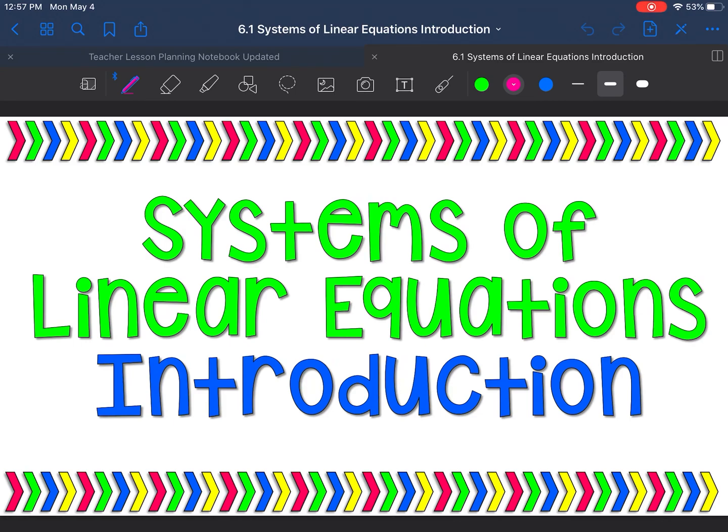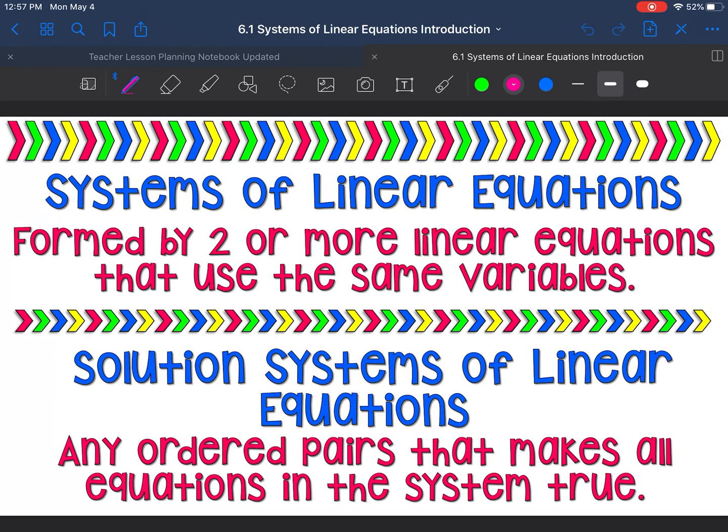And our very first thing we're going to talk about in topic 6 is systems of linear equations. Now, this is just an introduction, so let's go ahead and dive in. What is a system of linear equations? Well, it's formed by two or more linear equations that use the same variables. So for this lesson, we're going to be using our slope-intercept form, y equals mx plus b.